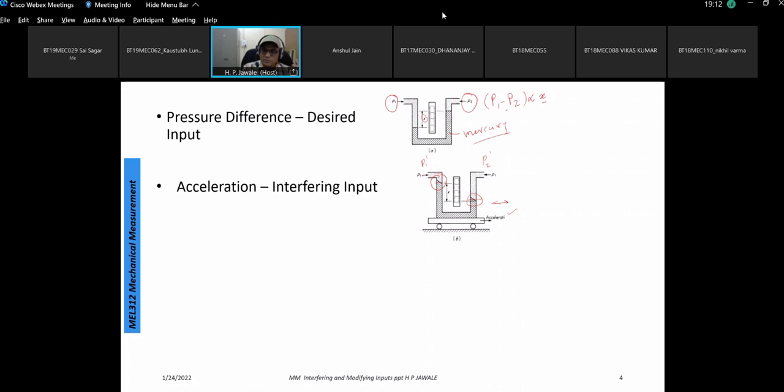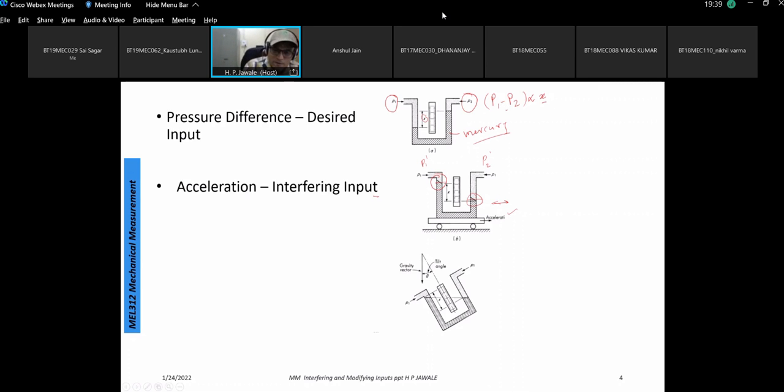Whatever is the input, say pressure P1, P2, or P1 dash and P2 dash, P1 double dash, P2 double dash, and so on, for each and every change in the input, there will be some change in the output because of the interfering input, that's because of the acceleration. The larger the acceleration, the greater the extent to which signals will be altered. The smaller the acceleration, if it is 0, then there will be no alteration. So this is how it is going to act as an interfering unit.